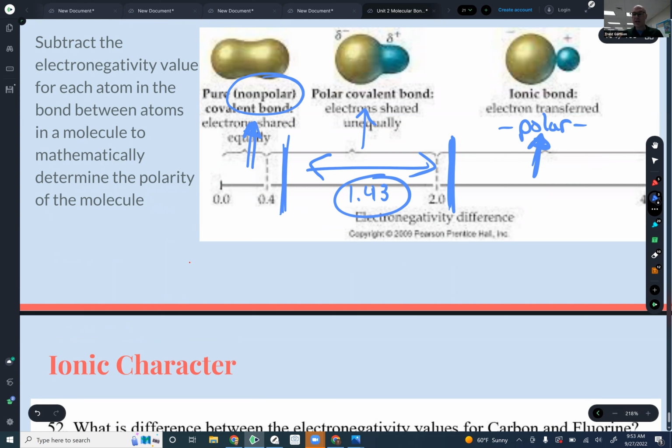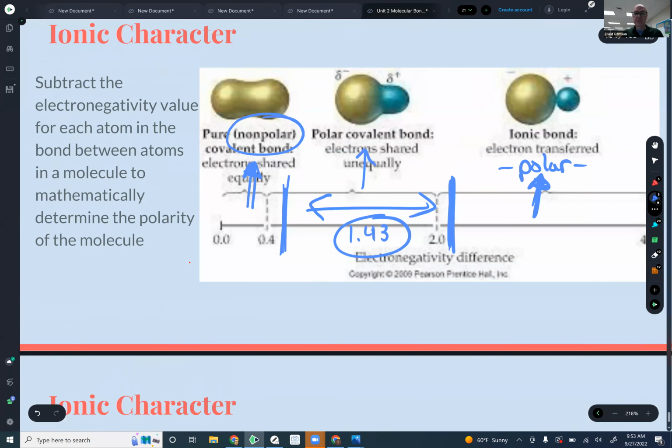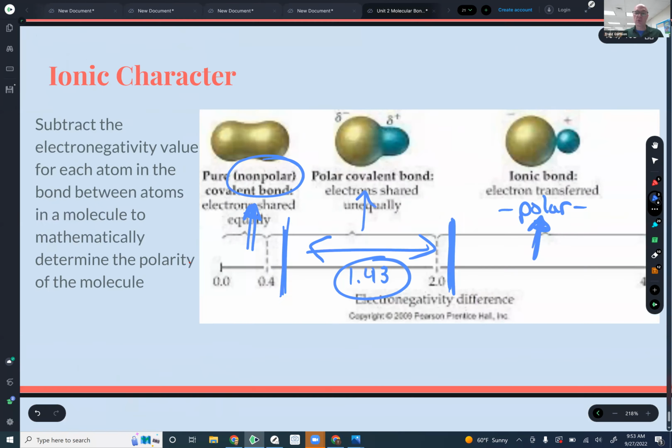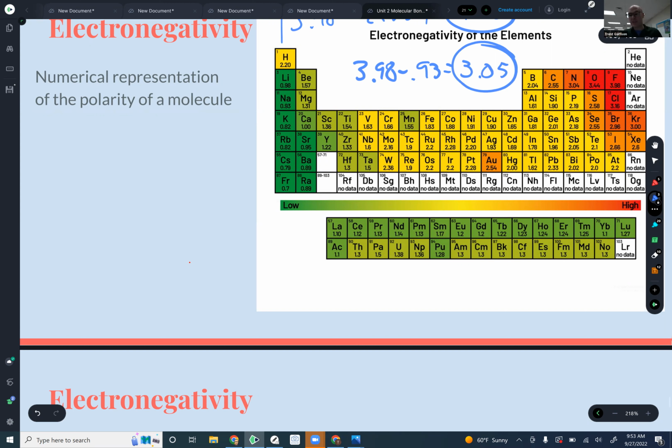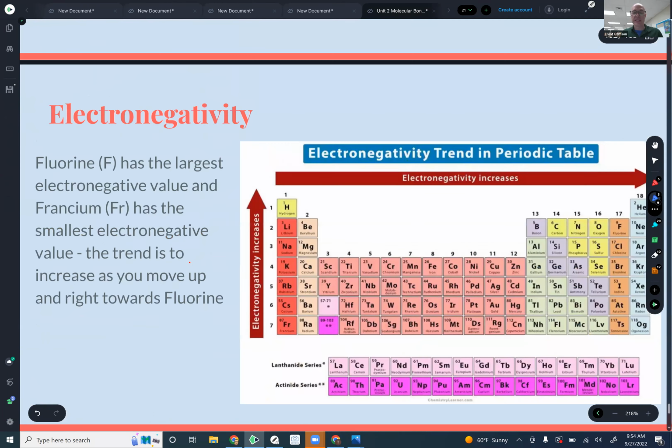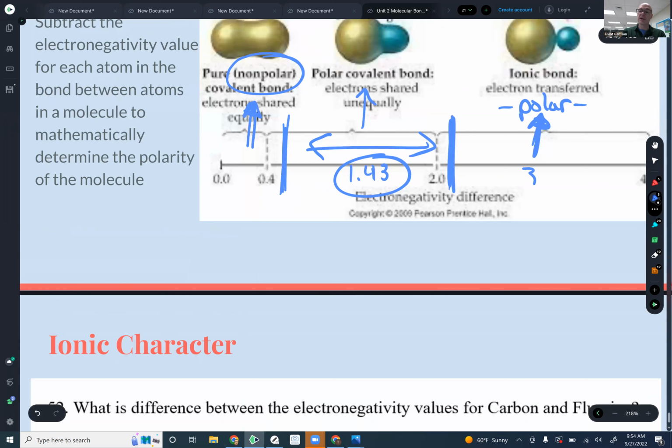All right, let's try another one here. So the last one, sodium and fluorine. So if I look on this chart, fluorine we already know is 3.98. Sodium is 0.93. If we subtract those, I get 3.05. That's a large difference between these two atoms. So now we can determine what type of bond this one is. If it's really large, 3.05, that was definitely polar. That is a polar molecule, ionic, if you will.